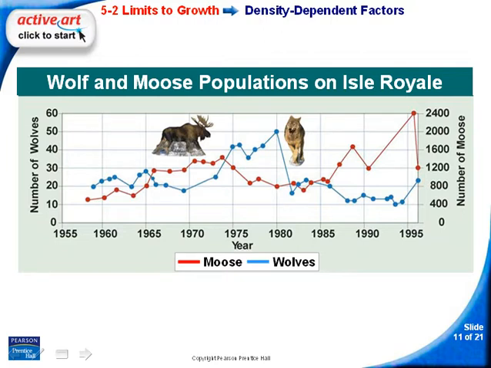Here's an example. This is actually a very famous study of wolf and moose populations on Isle Royale. If you look at the chart, you can see that when the moose population, which is in red, goes up, there are more moose available for the wolves, so the wolves capture more moose. I'm looking at this area right here. You can see the moose population's gone up, so the wolves have more prey, and then as they eat more of the moose, the moose numbers die down, which is going to affect the wolf population.